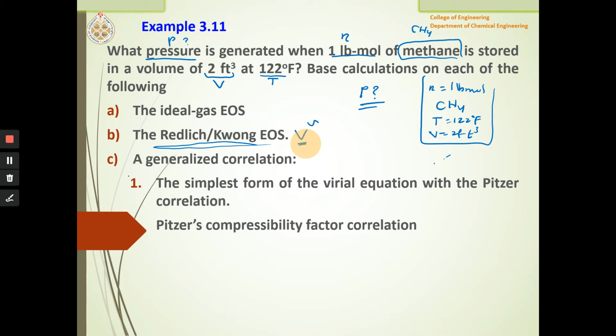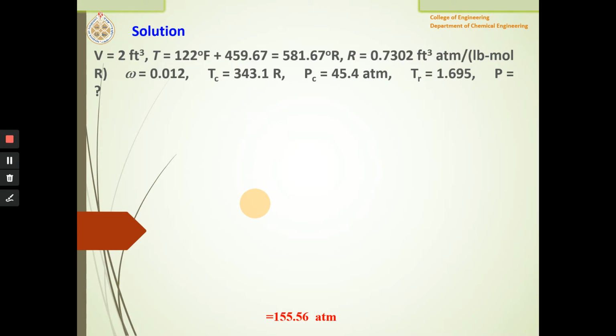And then part C, we have to solve it using the generalized correlation. Remember, under generalized correlation we have three methods: either the Pitzer correlation for the second virial coefficient, or the Pitzer correlation for the third virial coefficient, or the Pitzer correlation for the compressibility factor. So we are going to solve it here using the simplest form, the virial equation with the Pitzer correlation. They have to mention whether it's second or third, but since they said simplest form, it is definitely the second virial coefficient, which is B. But we will see that in a minute.